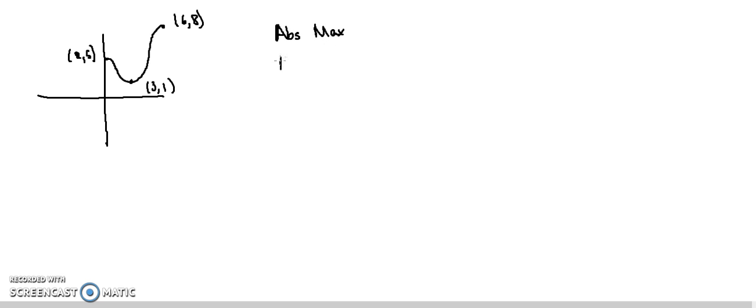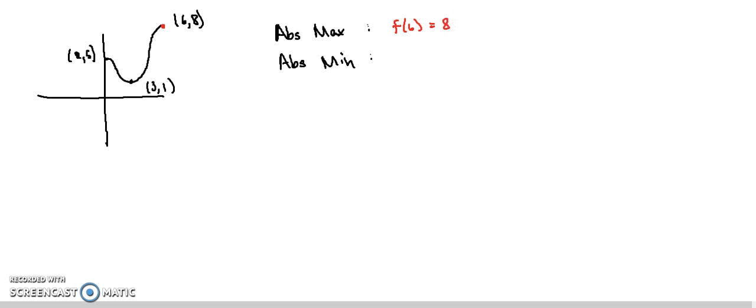So absolute max, absolute min. Do we have an absolute maximum? Do we have a point that's higher than all the other points? And the answer is yes. This point right here is the highest. There's nothing higher than that. So we have an absolute maximum at 6, and the function value is 8. 8 is the highest y value that we have.